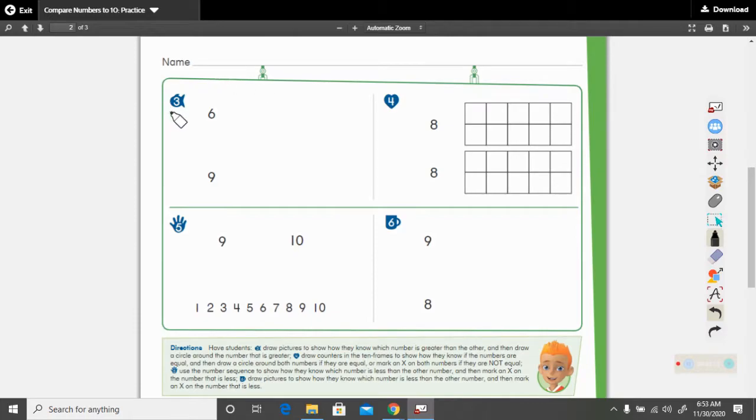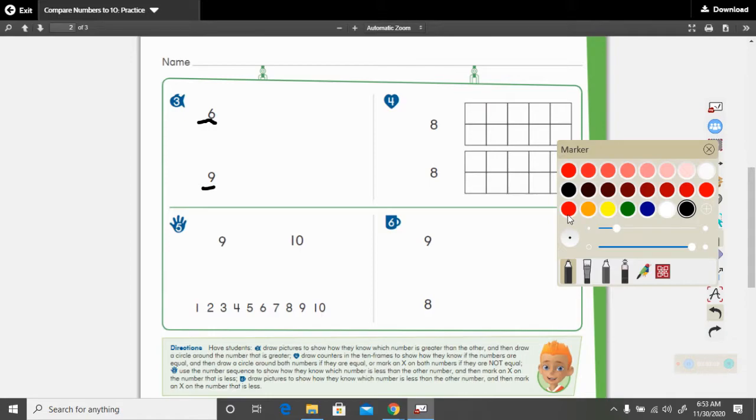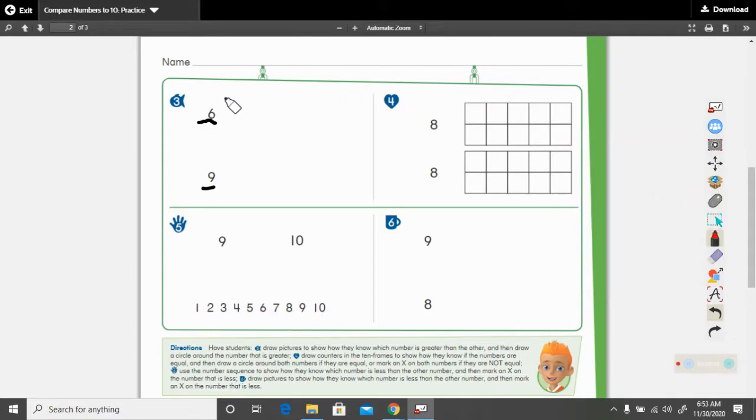Here for number 3, they have given us 2 numbers. What number is this? It is a 6. What number is this? It is a 9. So out here to the side, we need to draw counters. We need to draw 6 counters here.